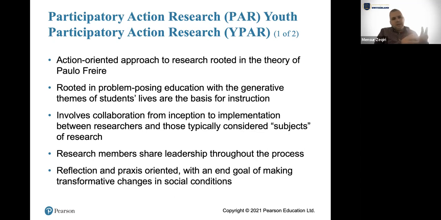So these researchers think that they conduct research projects that do involve, let's say, two-way reciprocal collaboration with individuals that are typically viewed as the subjects of the research, as well as those that do conduct the research. So this collaboration occurs at all stages of the research, from the initial design of the project to even final dissemination of the findings from this research. That's why what we need to remember, although there is collaboration, but still research members do share leadership throughout the process.